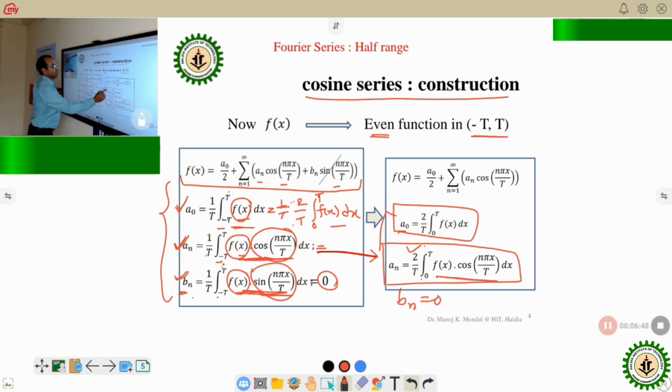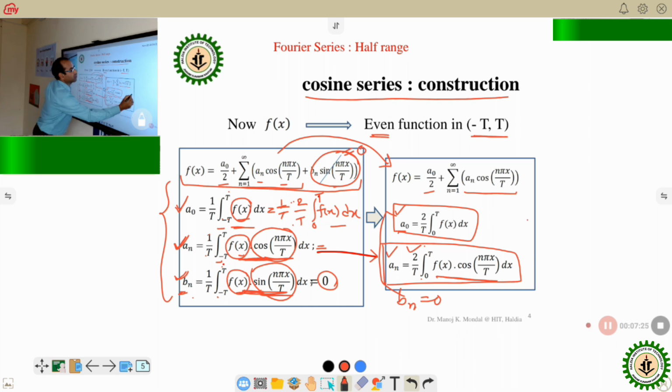So this is our construction. So we can consider here bn portion is 0. So that means for the Fourier half range cosine series, this part will be cancelled and its value will be 0. So ultimately the Fourier series will be converted into the form f(x) equals a0 by 2 plus the summation of these portions only, an cos(n pi x by 2). So this is the Fourier half range cosine series, and for this series we have to calculate the value of a0 and an only.